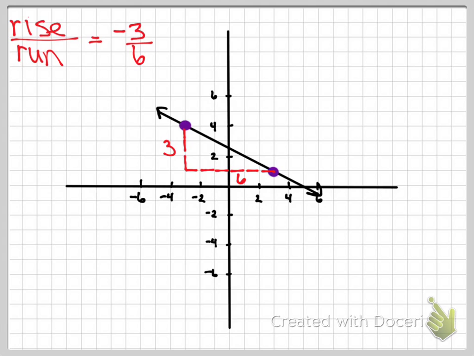It's a -3 because I went down 3. My rise was down. It's a -3 over 6, which reduces to -1/2. Okay, anytime you can reduce these, do it. Do not change them to a mixed number, though. Leave them improper, but reduce them when you can.